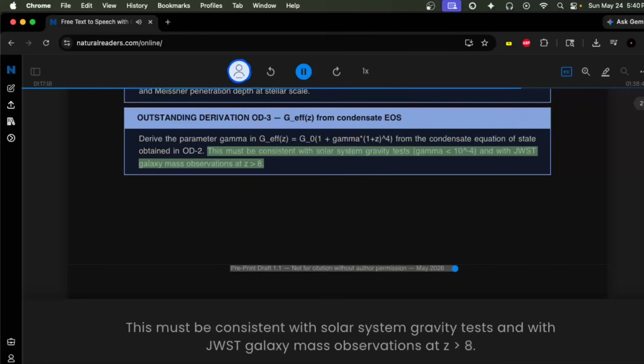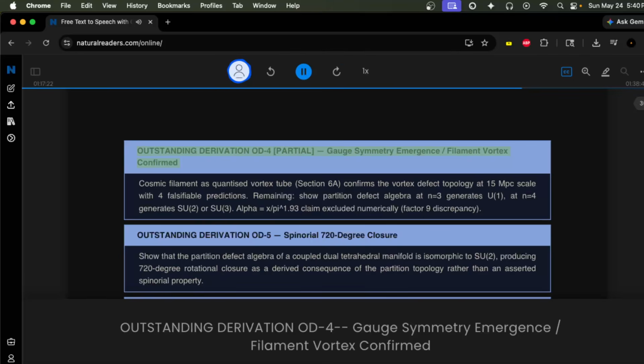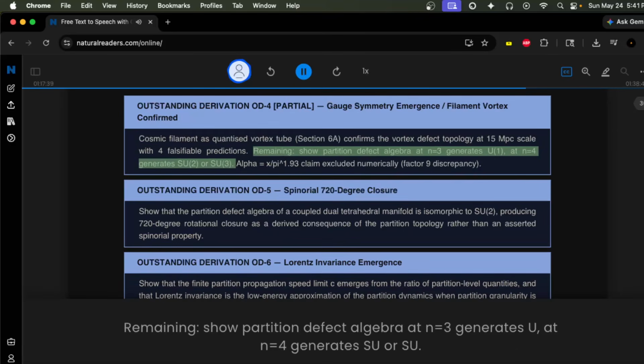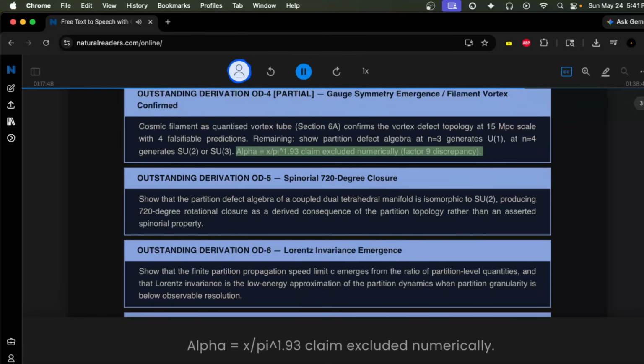Outstanding derivation OD4, gauge symmetry emergence, filament vortex confirmed. Cosmic filament as quantized vortex tube confirms the vortex defect topology at 15 mpc scale with 4 falsifiable predictions. Remaining. Show partition defect algebra at n equals 3 generates U, at n equals 4 generates SU or SU. Alpha equals x, pi caret 1.93 claim excluded numerically.